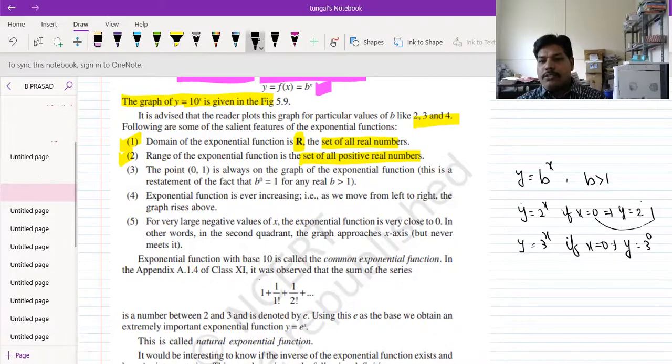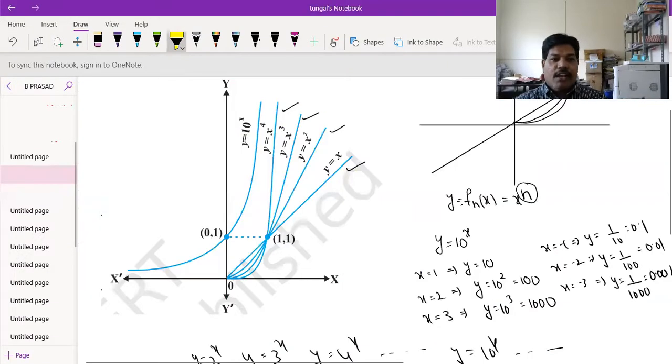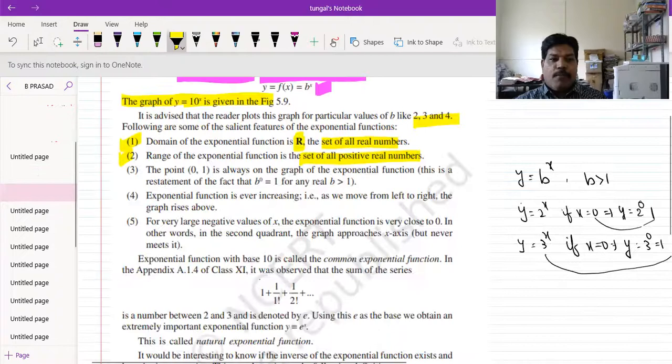So y is equal to 3 power 0. This value will become 1. So y is equal to 3 power x, this graph is also passing through the point (0, 1). That is the condition: the point (0, 1) is always on the graph of the exponential function. That means for every exponential function, 2 power x, 3 power x, 10 power x, anything, the curve is passing through (0, 1) only.